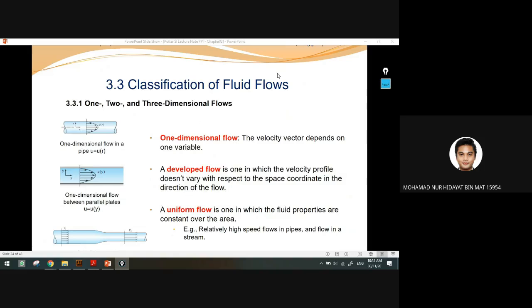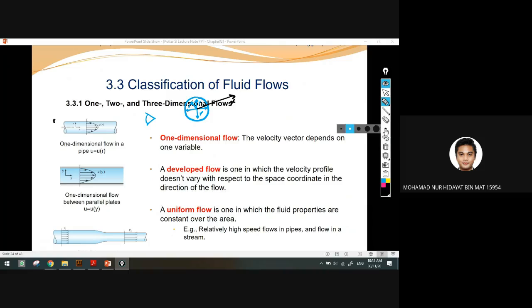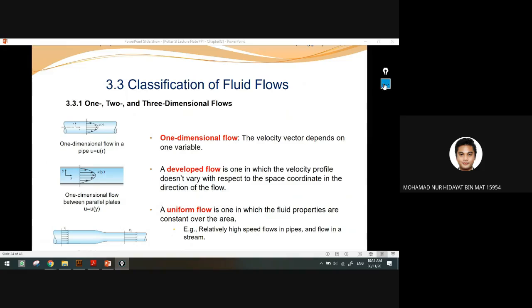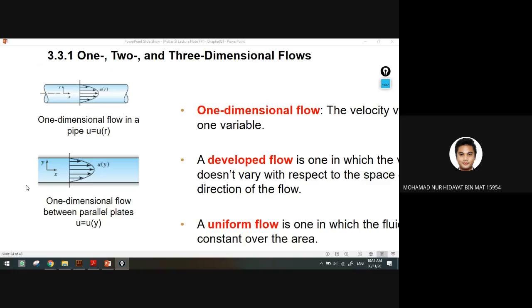So this is the velocity profile. You must be wondering, what is a velocity profile? This one. This is the velocity profile. This we call the velocity profile. The profile actually forms when you connect this point to this point.